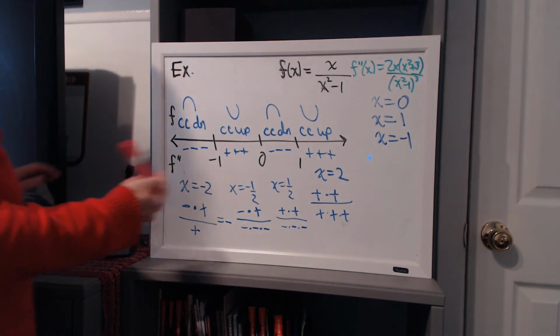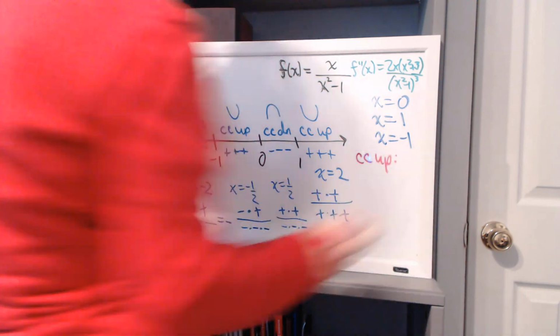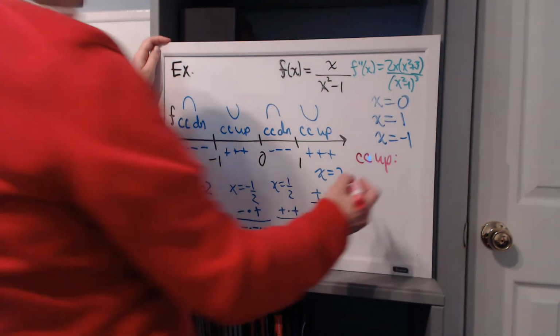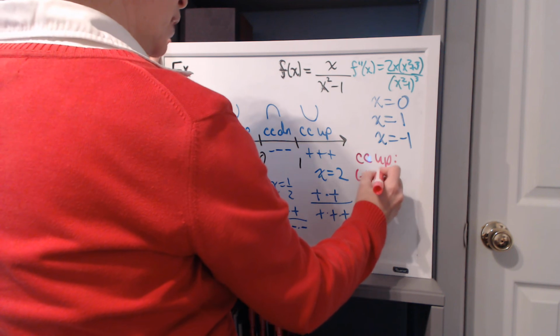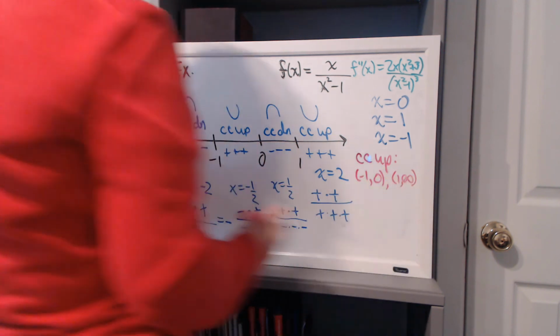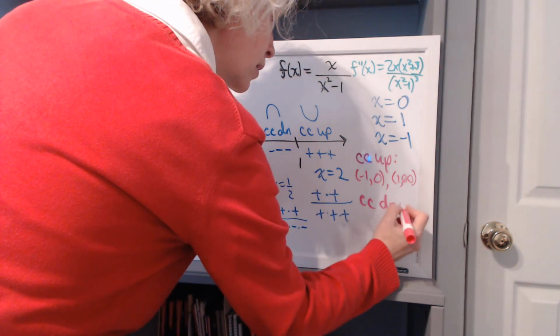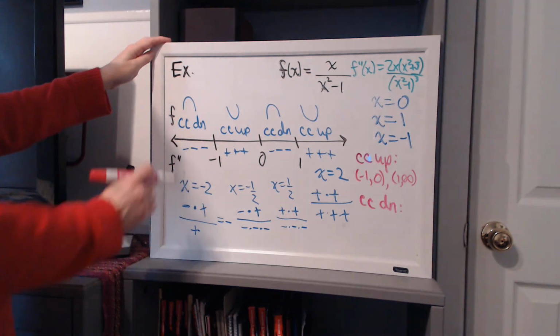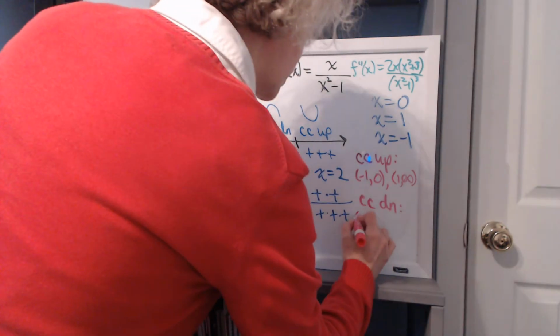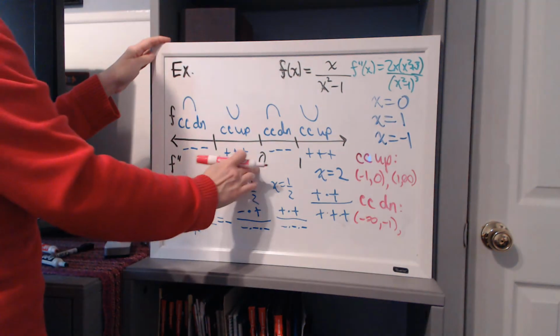So our intervals of concavity. For concave up, the function is going to be concave up from negative 1 to 0, and then 1 to infinity. And then concave down, that is going to be from negative infinity to negative 1, and then from 0 to 1.